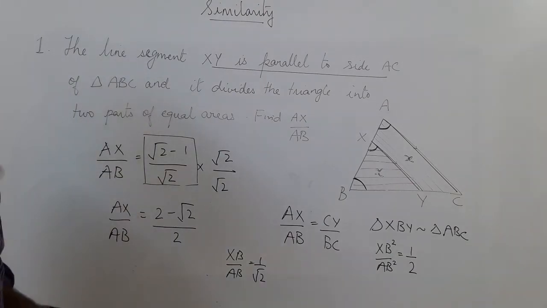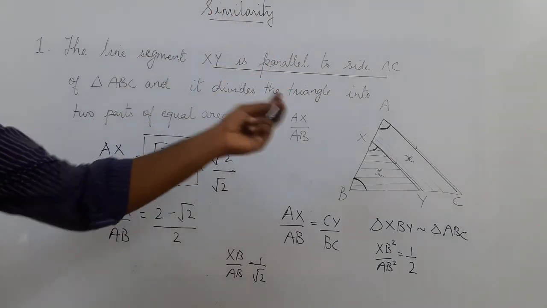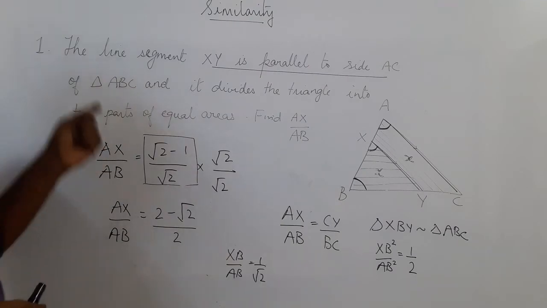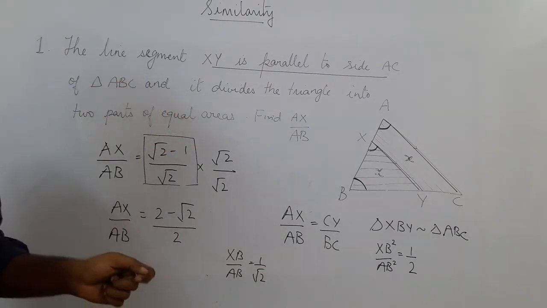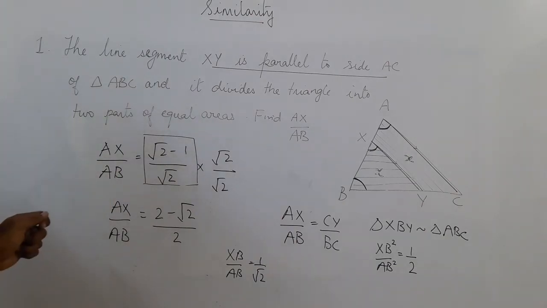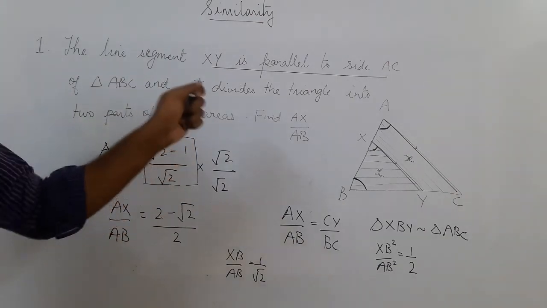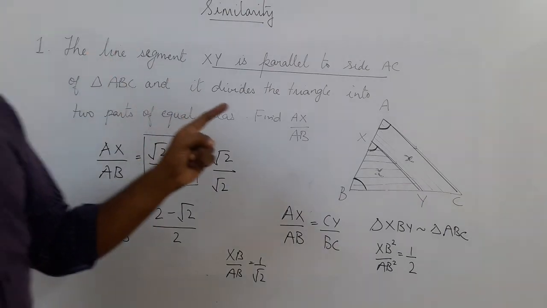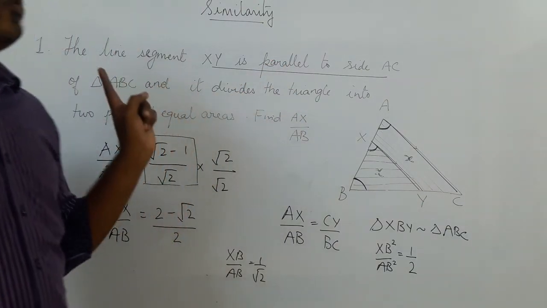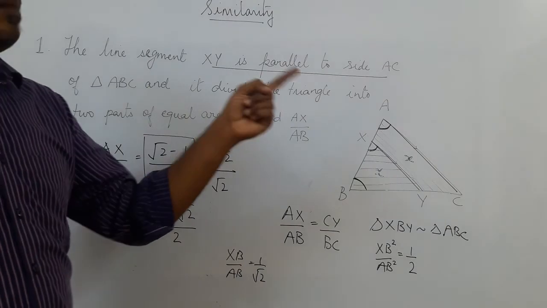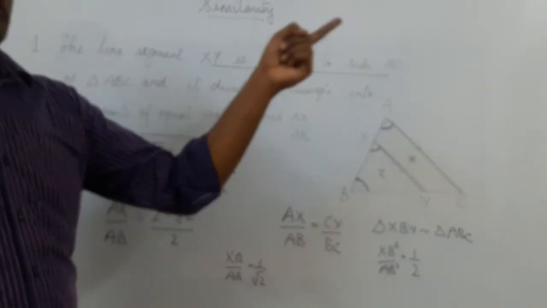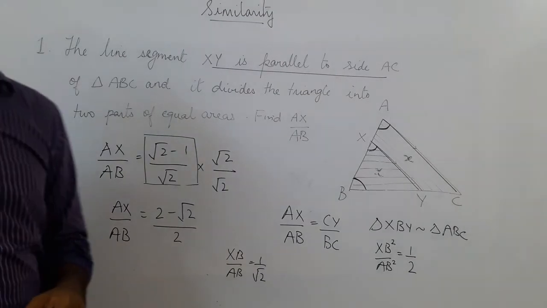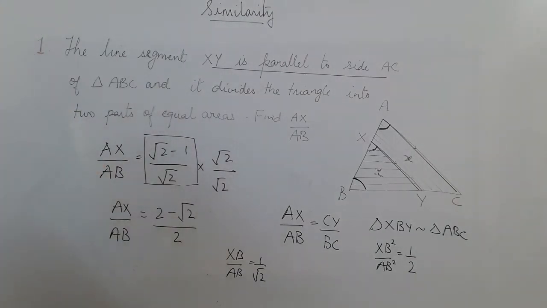Today we saw the ratio of the perimeter and the ratio of the areas. If two triangles are similar, then the ratio of their perimeter is equal to the ratio of the corresponding sides, and the ratio of the area is equal to the square of the ratio of the corresponding sides. Means if ABC and PQR are similar, then the ratio of ABC upon PQR is AB square upon PQ square, or BC square upon QR square, or AC square upon PR square. Now you can try the exercise for your homework.